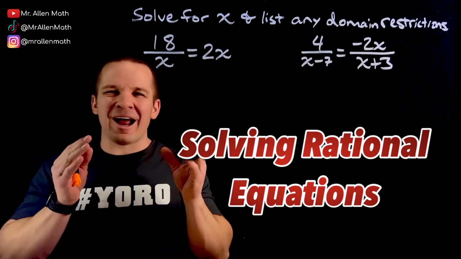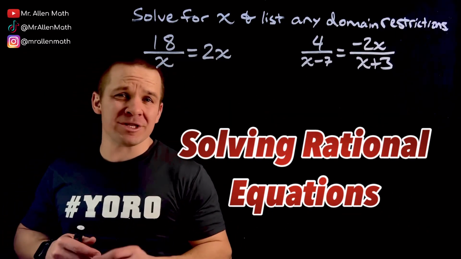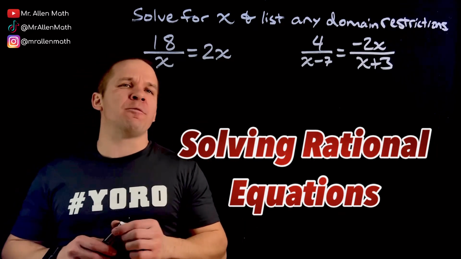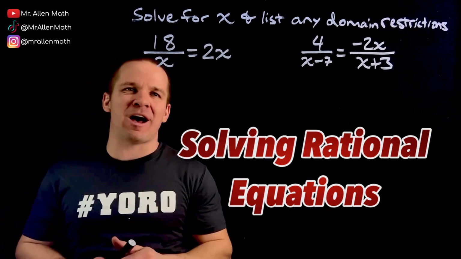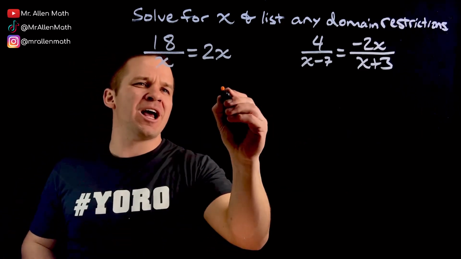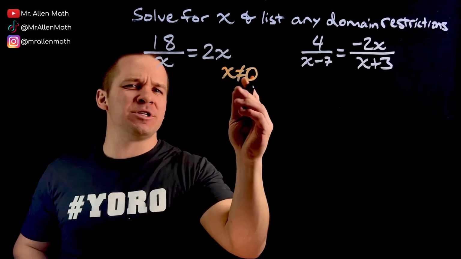We're about to solve for x in these rational equations, and we're going to list any domain restrictions. Now, this first one here, x cannot equal 0. I don't want to divide by 0, so that is my domain restriction. I'll just jot that down. Can't equal 0.